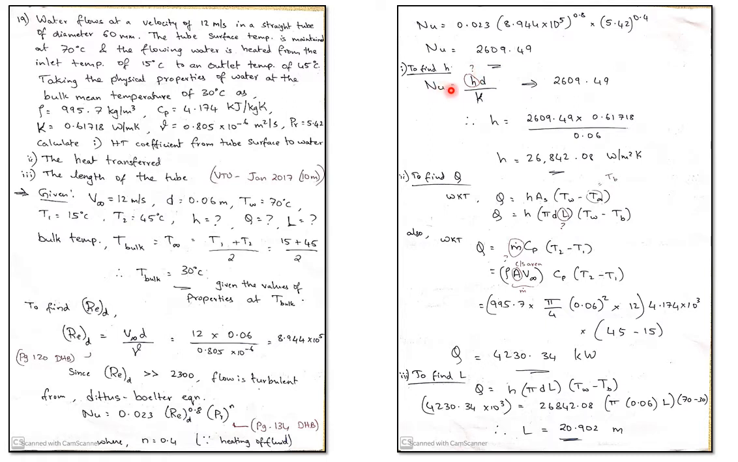From this you need to find the value of h. You can take Nusselt number as hd by k from page number 120 of the data handbook. Once you get the value of h, you substitute the values of d and k to find the heat transfer coefficient, in watt per meter square Kelvin.